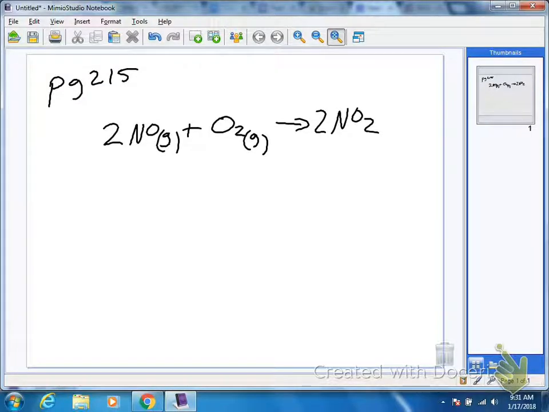They balance it for you. So they're going to balance it for you. I'm going to have you do a little bit of balancing on that sheet I gave you yesterday.